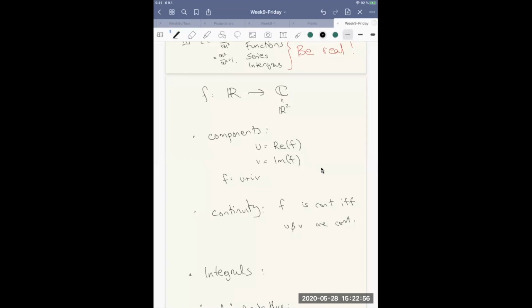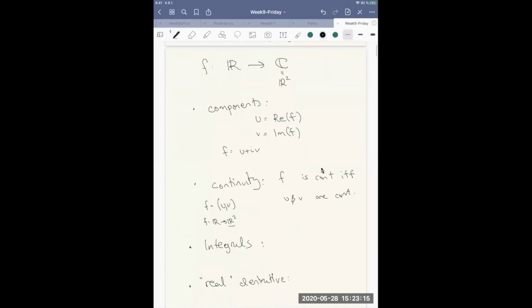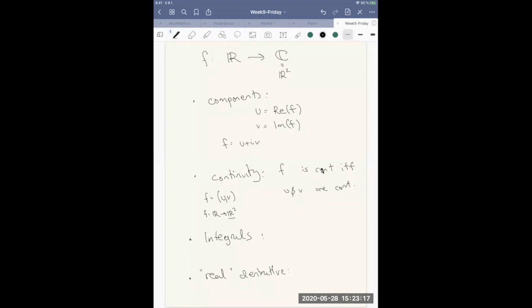You might recall that with this identification, another way of writing f is u comma v. So then f becomes a function from R to R2, and when is a function like that continuous? It's exactly when the components are continuous. This is a variant, or closely related to what you did on the exam, the second midterm.